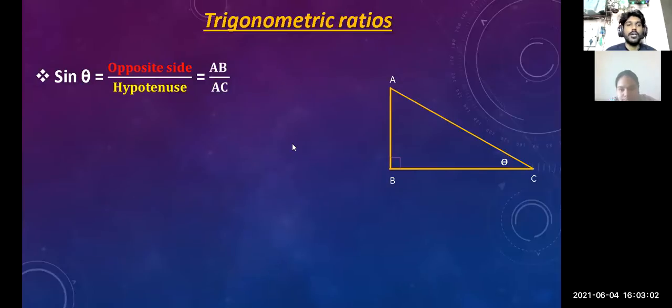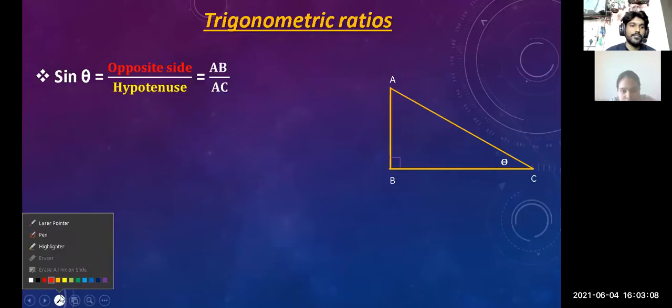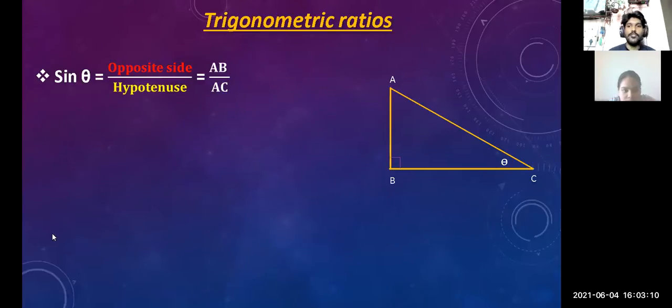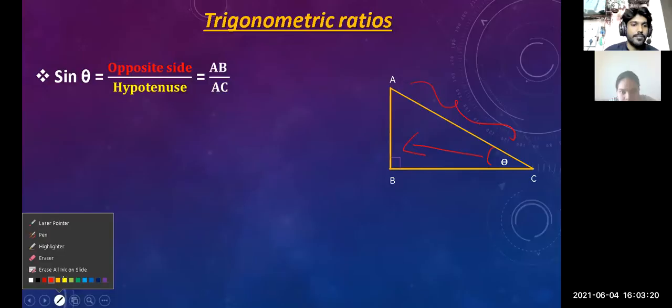Okay, so you already know the sine theta formula. Sine theta is opposite upon hypotenuse. And from this figure, for sine theta, opposite is AB, hypotenuse is AC. So this becomes AB upon AC.